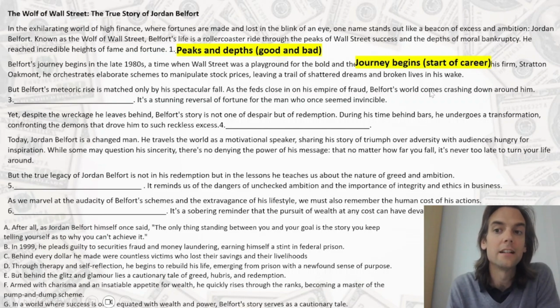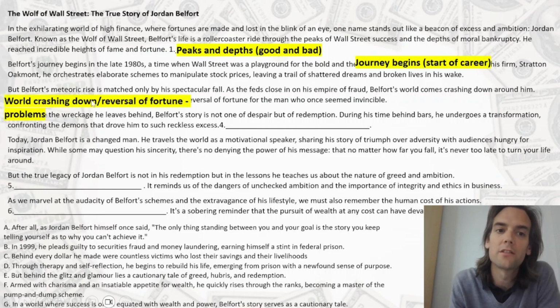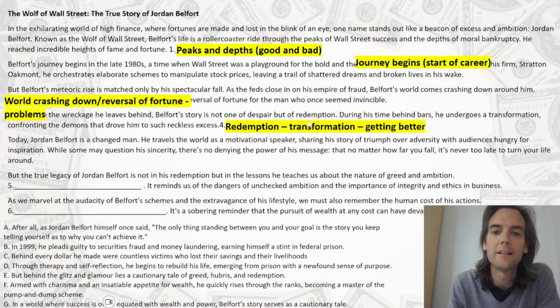Number 3, his world comes crashing down. There's a reversal of fortune. Something about some problems must go here. Number 4, he undergoes a transformation. So redemption, transformation. Things are getting better. You see, I'm putting it into my own words so I really understand it.